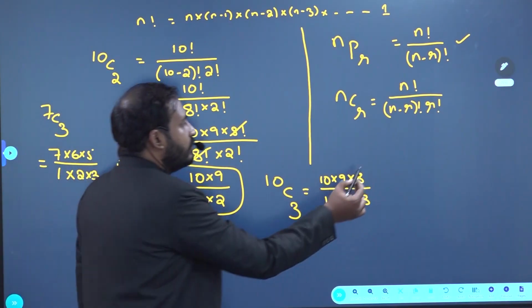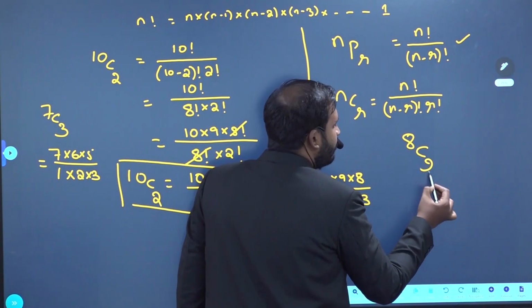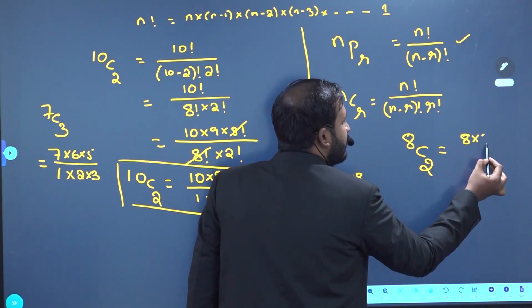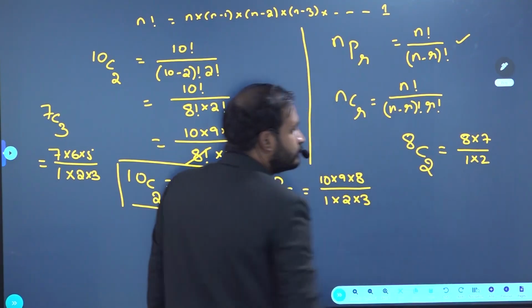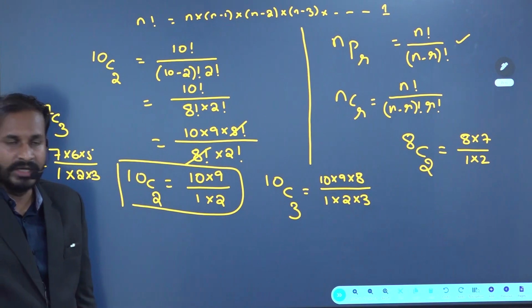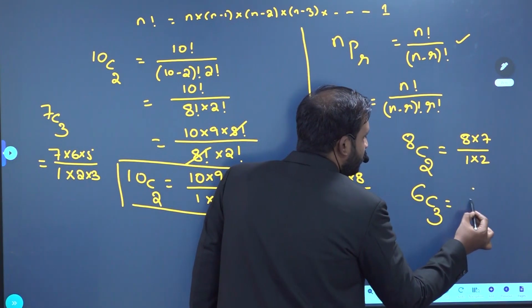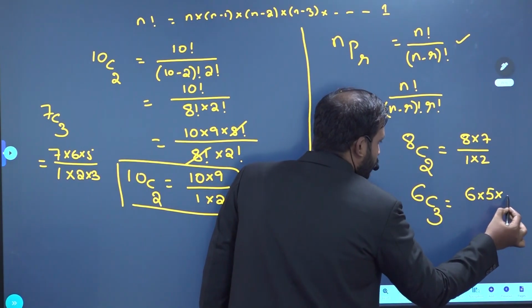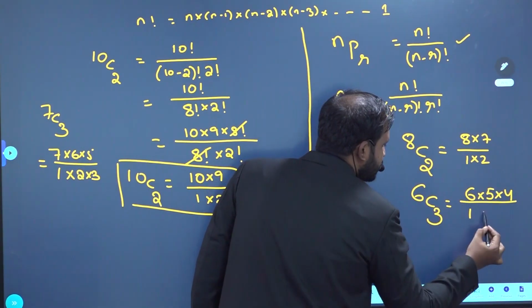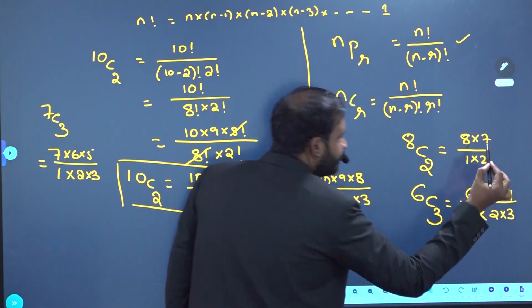For example, if I want to write something 8C2, then what am I going to do? 8 into 7 by 1 into 2. If I want to write something like 6C3, then what will I do? 6 into 5 into 4. I will reduce it for 3 times, and next 1 into 2 into 3.